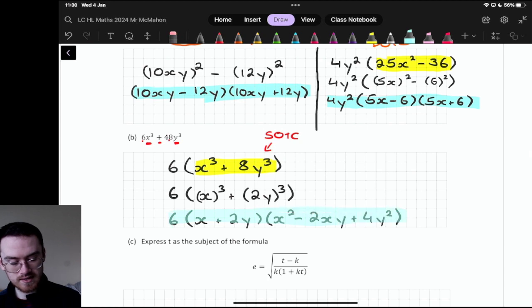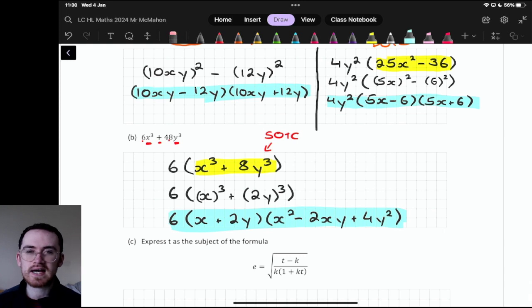Okay, key things there are recognising the sum of two cubes, recognising that we had to start by taking out a common factor first so that we were able to do a sum of two cubes, because until that 6 was taken out, the question wasn't a sum of two cubes. Once we've taken that out, it's remembering our formula, remembering where the minus goes, where the plus goes, all of these things.